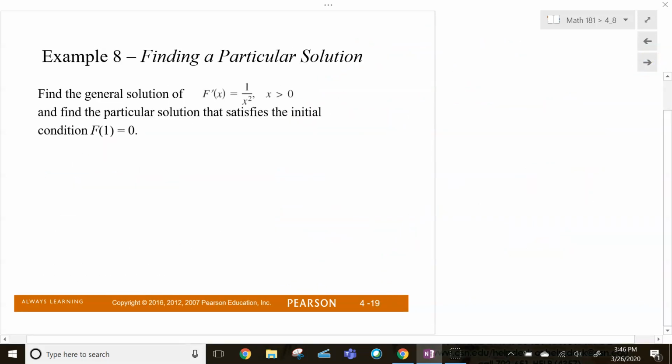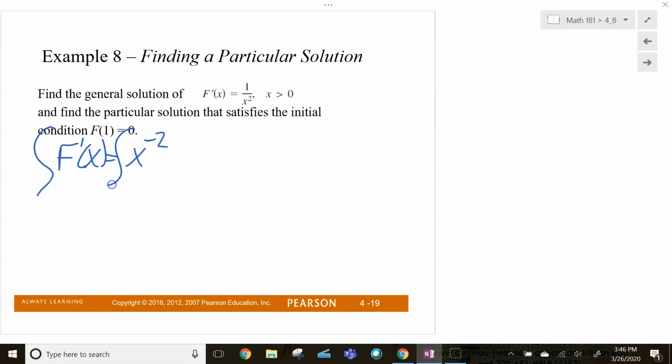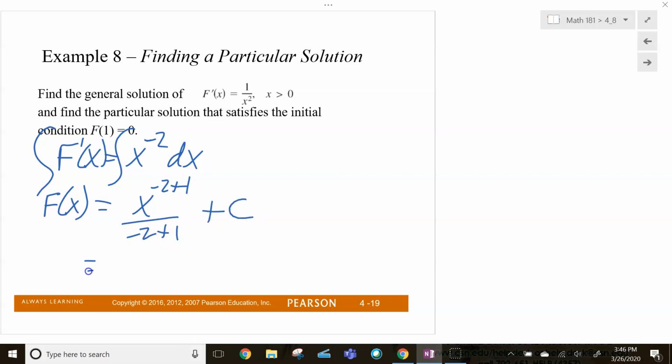Okay, here's another one. You got the derivative here is x to the negative 2, or 1 over x squared. Notice I rewrite that. So if I run the antiderivative, it's going to undo it and leave me with that f of x there. I'm doing this with respect to x. So now I'm going to go negative 2 plus 1 over negative 2 plus 1, plus a constant. So I got x to the negative 1 all over negative 1, plus a constant.